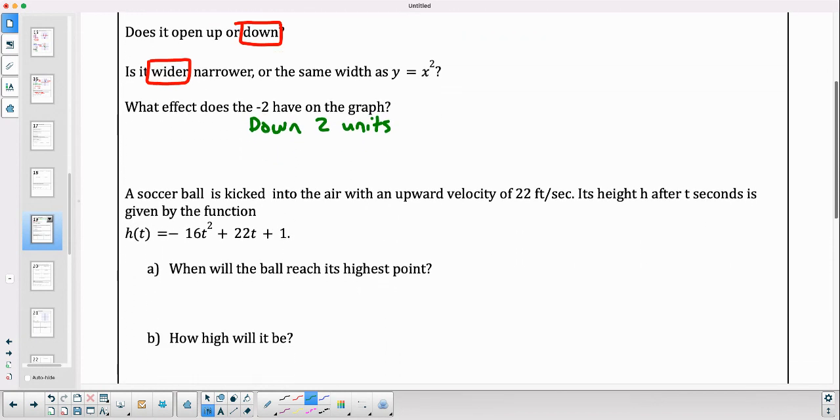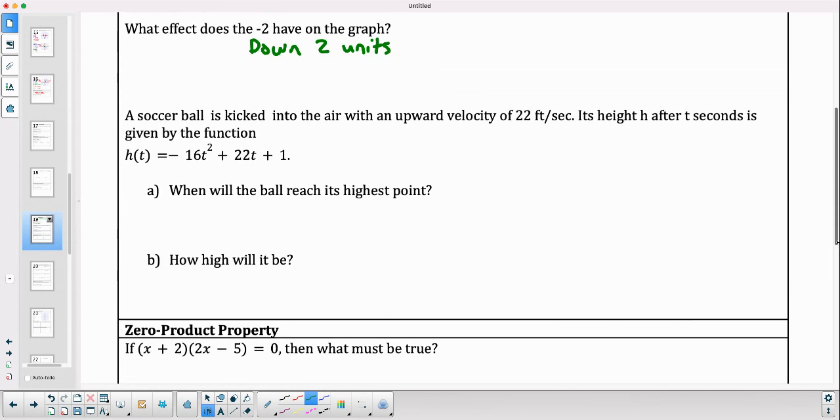Next is review of the word problem. We keep looking at the same word problem over and over, so it's the same two questions to begin with. A soccer ball is kicked into the air with an upward velocity of 22 feet per second. Its height after t seconds is given by this function. So what we need is the A term and the B term. That's going to help us with parts A and B. The C term doesn't really come into play until we plug it in for part B.